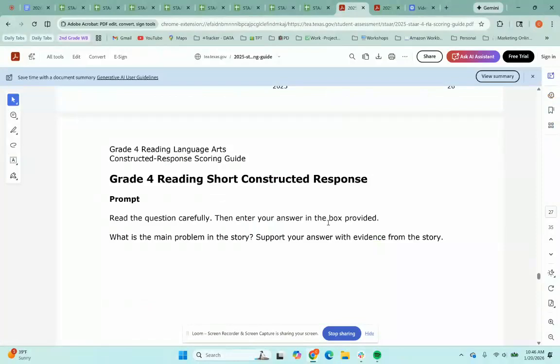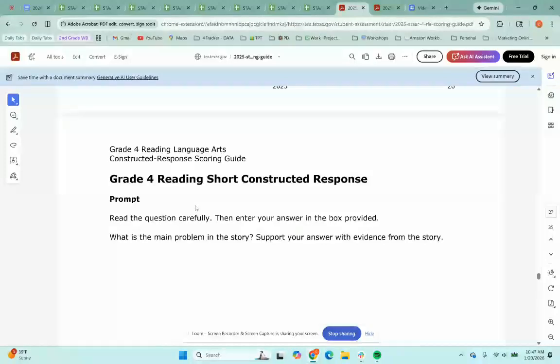And how you can find this is you can just do a Google search. You can just type in fourth grade scoring guide 2025 STAAR, or whatever grade you're looking for, and it will come up. And if you scroll all the way to page 27, past the ECRs, you will see the SCRs for reading. Okay, so here is the prompt. It says, what is the main problem in the story? Support your answer with evidence.